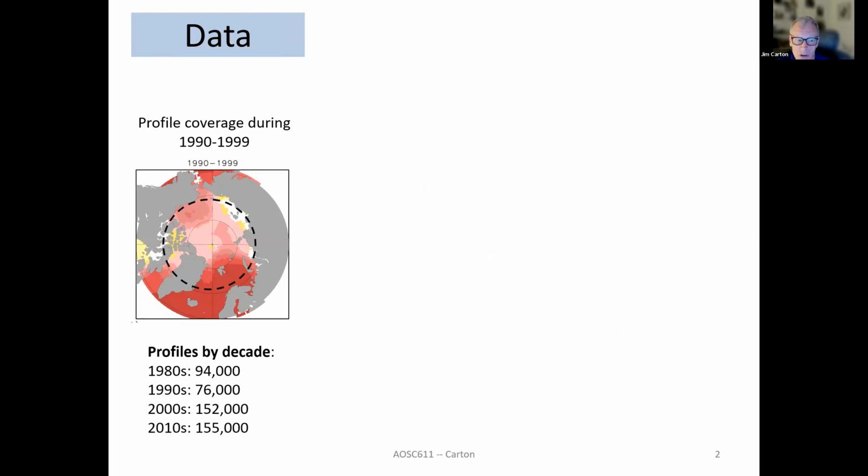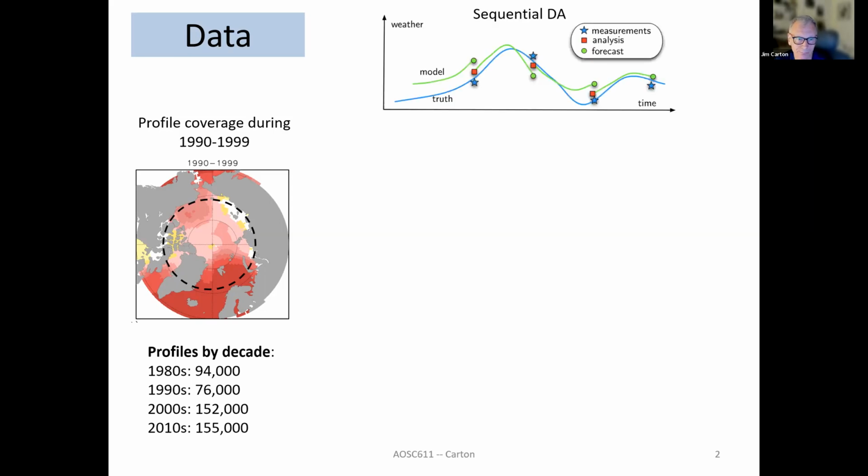So the data set you're probably familiar with. It's all the collected profile data in World Ocean Database. The data coverage in the 1990s is a little bit less than in the 80s, and certainly much less than in the 2000s. And you can see, of course, the data coverage is inhomogeneous. Much of the Central Arctic in the 1990s was data sparse, and of course the shelves are data sparse. And that's just one of the constraints on trying to do data assimilation in the Arctic.